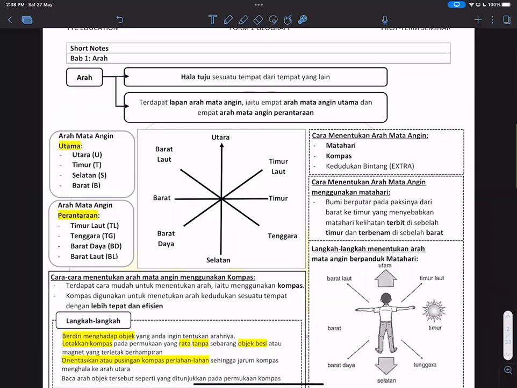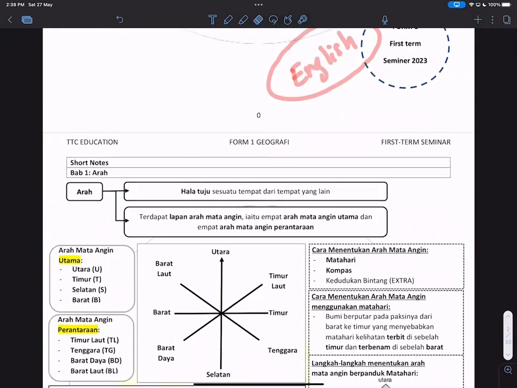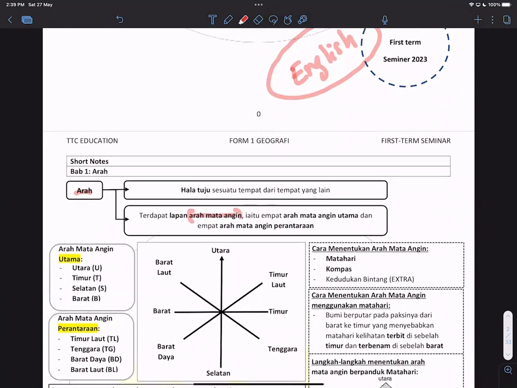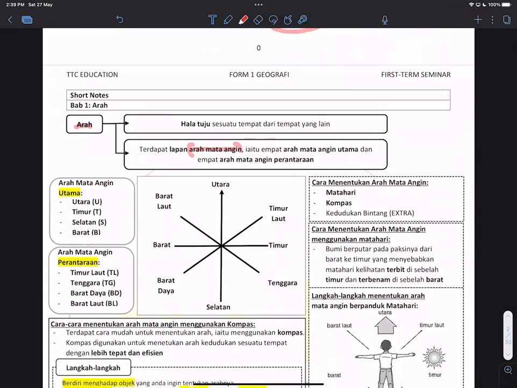Okay, ready? So for Form 1 Geography, we only have 1.5 hours. So usually we will try to focus more on exercise. So part 1, please remember your part 1 is learning arah, which is arah mata angin. So please bracket arah mata angin. So in total we have 8 arah mata angin. We are separating them into 2 types.